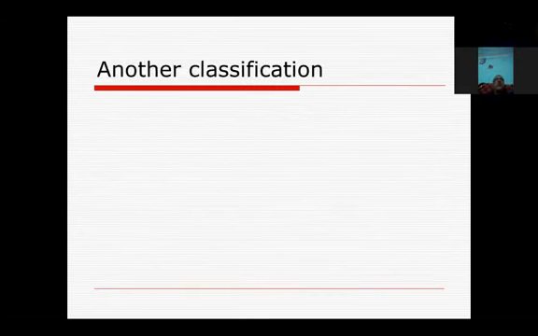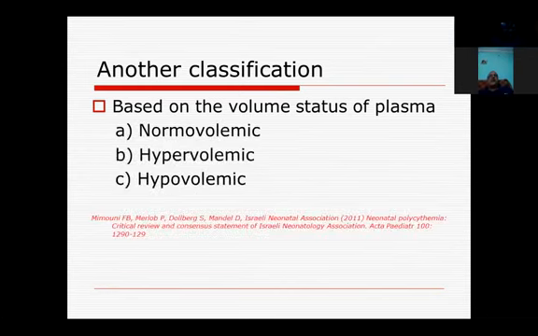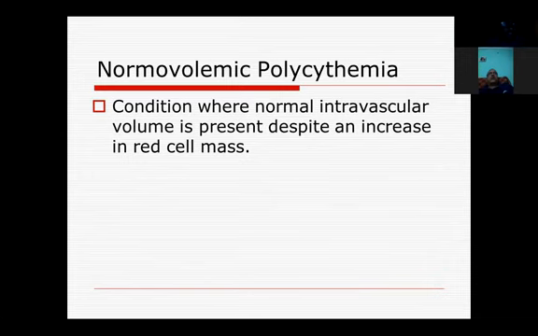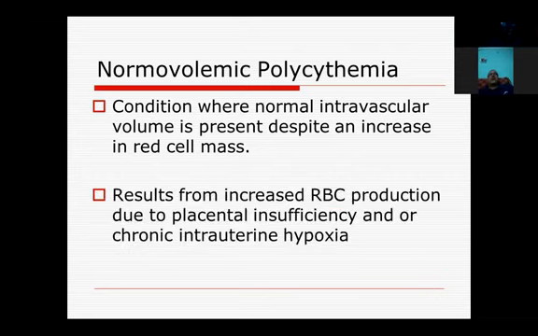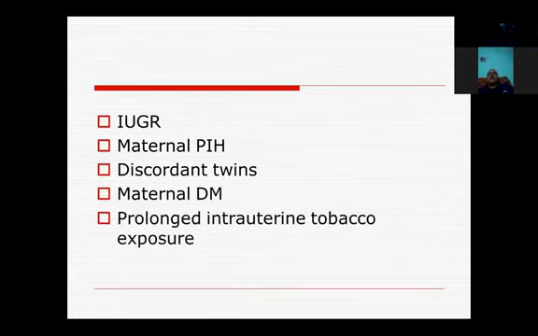So how do you classify? There is another way of classifying this based on the volume status of the plasma. Either it is normovolemic, hypervolemic, or hypovolemic. Normovolemic polycythemia is a condition where the intravascular volume is normal despite an increase in the red cell mass. It results from increased RBC production due to placental insufficiency and or chronic intrauterine hypoxia. The examples are IUGR, maternal PAH, discordant twins, maternal diabetes mellitus, prolonged intrauterine tobacco exposure, and post-maturity.